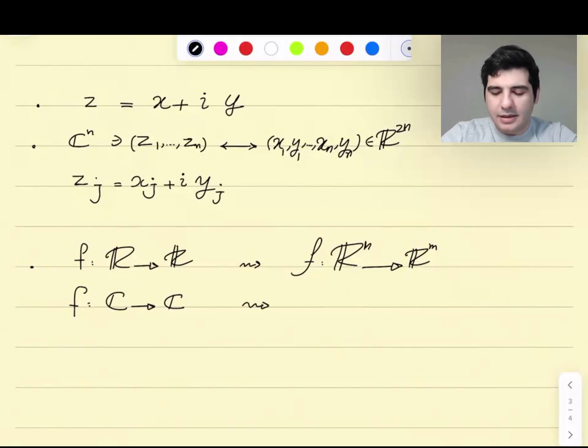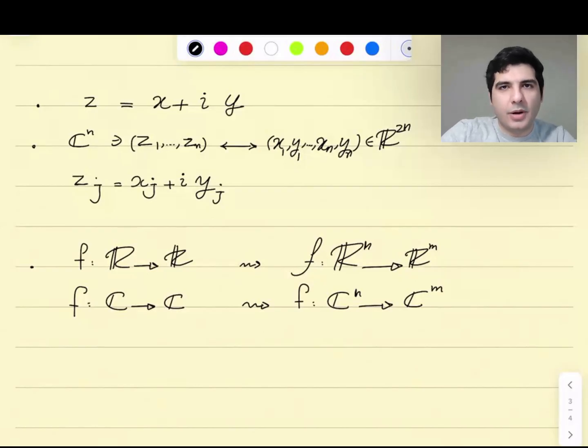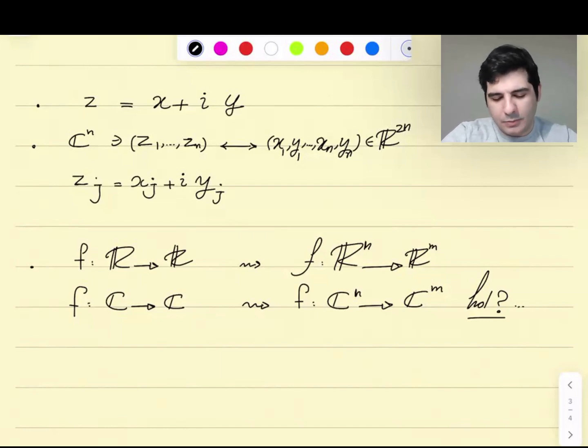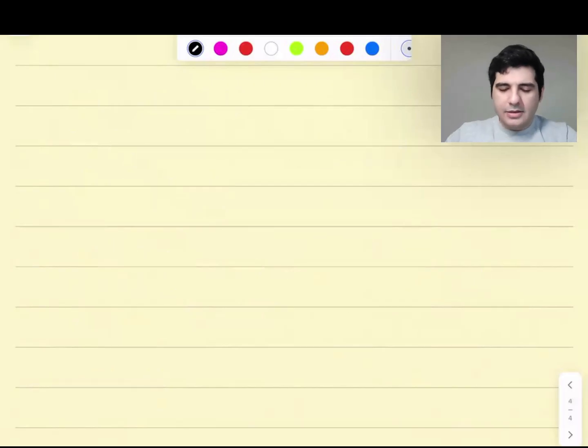It makes sense to study the same properties when the domain and target are higher dimensional vector spaces. So we can think about functions from Cn to Cm for two positive integers n and m, and ask what it means for such a function to be holomorphic or analytic or complex differentiable, etc. That's what we want to do. So we want to see when we would say a function f from Cn to Cm is complex differentiable or holomorphic. So let's take a look at that.